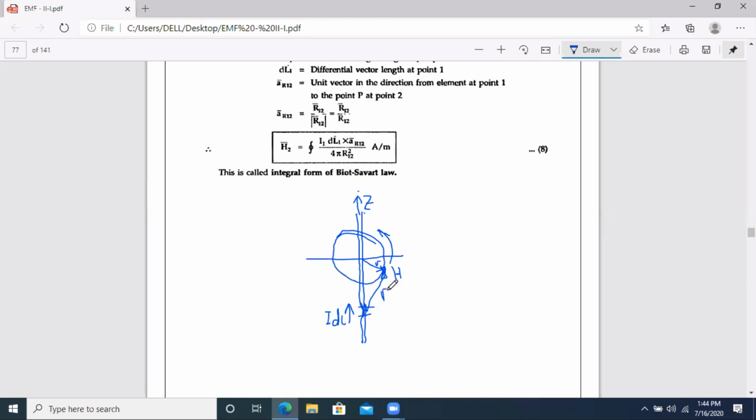What you said, the arrow that is going around represents? So this now is your current flowing like this, right? See your differential current element here, I dL. So you see the vector R from I dL to the point where you want to find this, right? Consider this now.